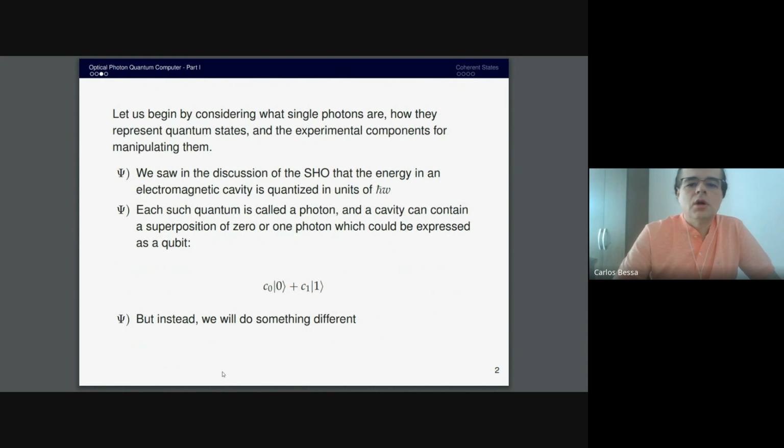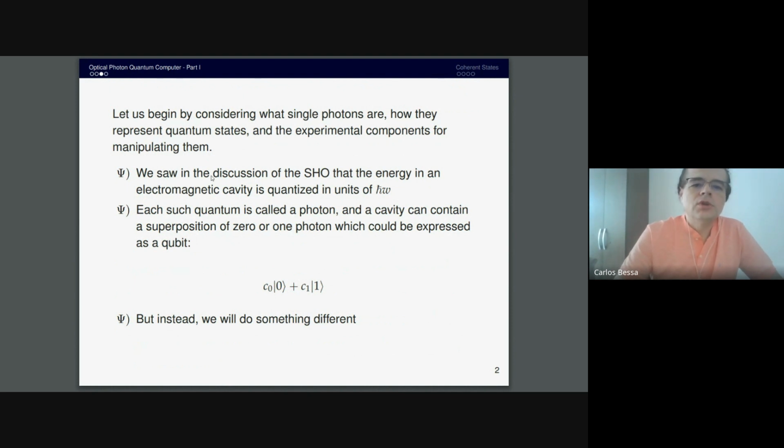So, to begin today, we consider how single photons represent quantum states and the experimental components to manipulate them. These slides here are just to give a brief summary of what we see in this topic.